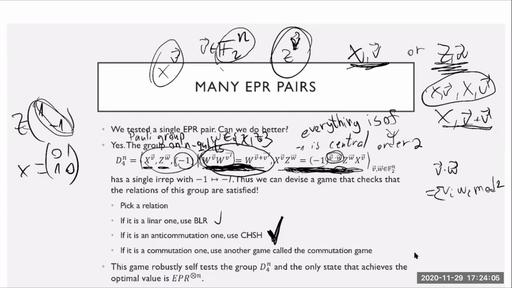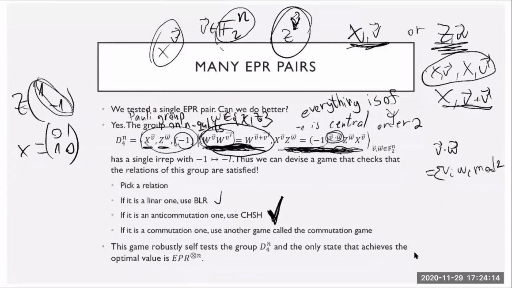Okay, this was a very good question. Guy asked a very good question, and I think I explained how you play such a game that checks every one of these conditions. The point is that to win optimally in this game, you clearly need to have a representation of D4 to the N. What's not clear here is that it's a robust self-test.